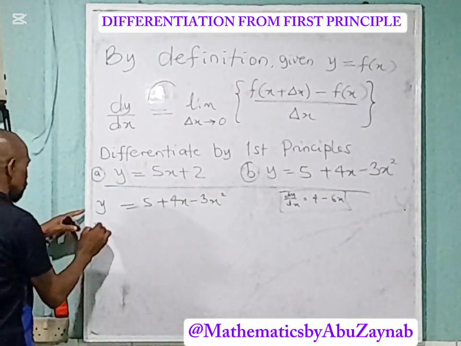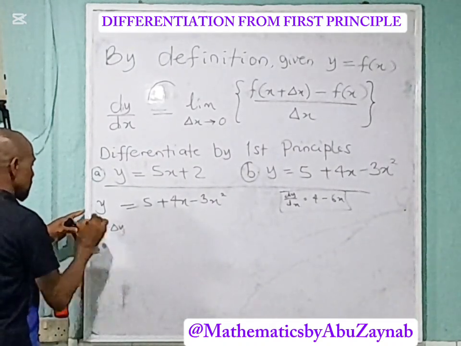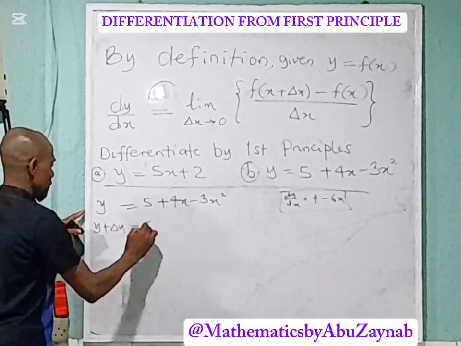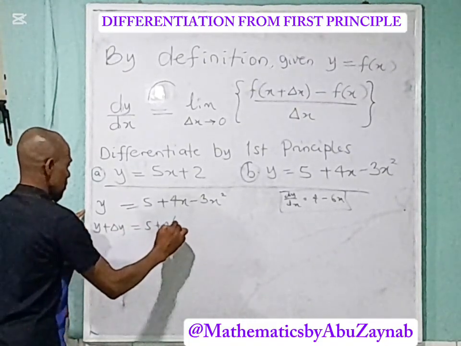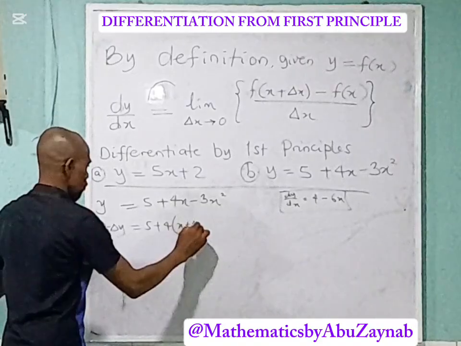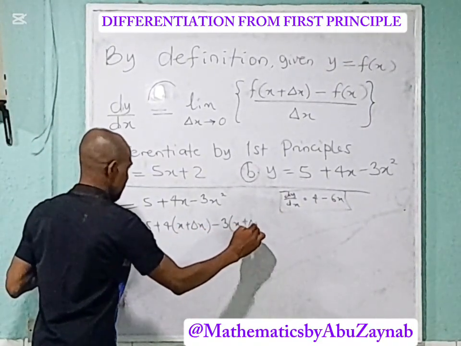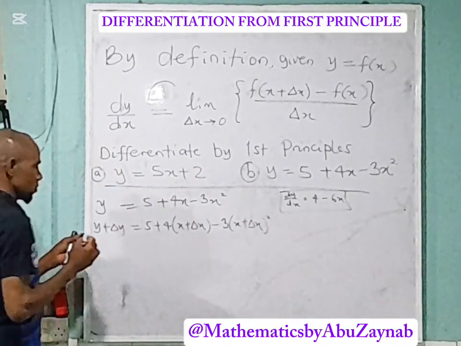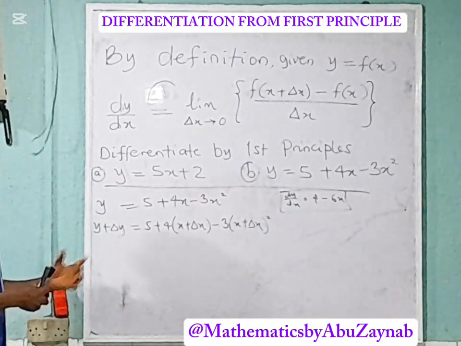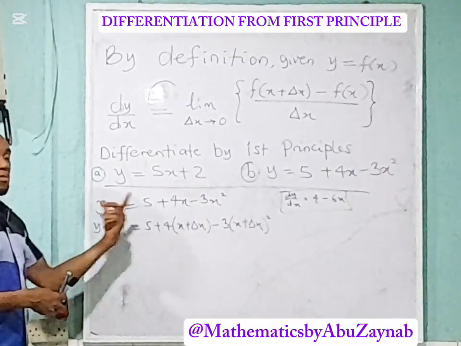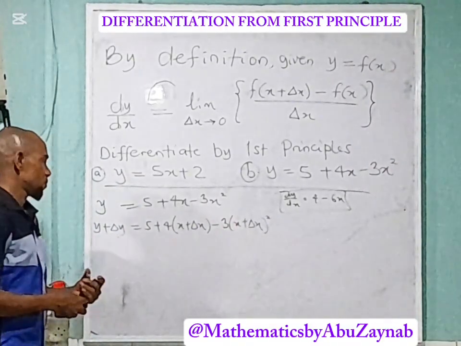So first principle, as usual, we introduce deltas. Delta y equals 5 plus 4 times (x plus delta x) minus 3 times (x plus delta x) all squared. So just as you introduce delta y, you must simultaneously introduce delta x.